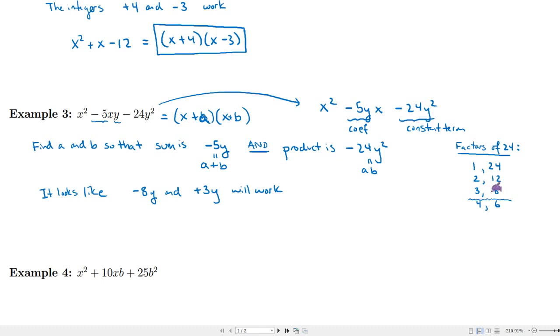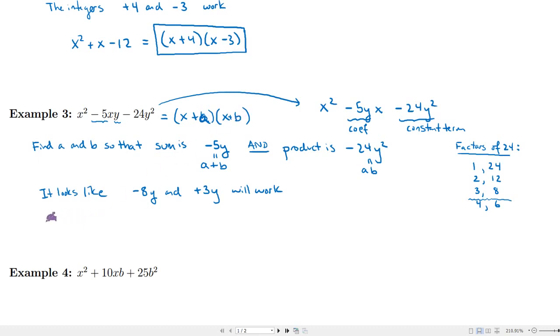So if one of them is negative and the other one's positive, then when I add them, I can possibly make this correct coefficient there. So I'm just trying to give you the idea of how you're doing this. It's a little bit of trial and error, but it's still systematic in the sense that you are limiting your possibilities. Okay, so these will work, and we still can make one of those a and one of those b.